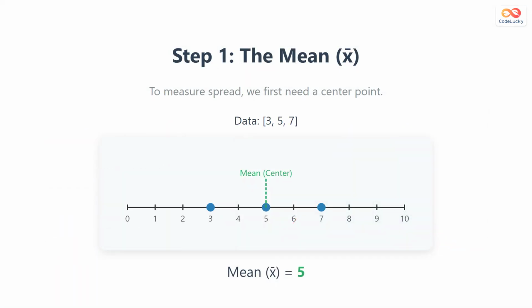To measure how far things are spread out, we first need a reference point. That reference point is the mean, or the average, denoted as x bar. Here, we have a simple data set, 3, 5, and 7. The mean of these numbers is 5. This 5 acts as our center of gravity.